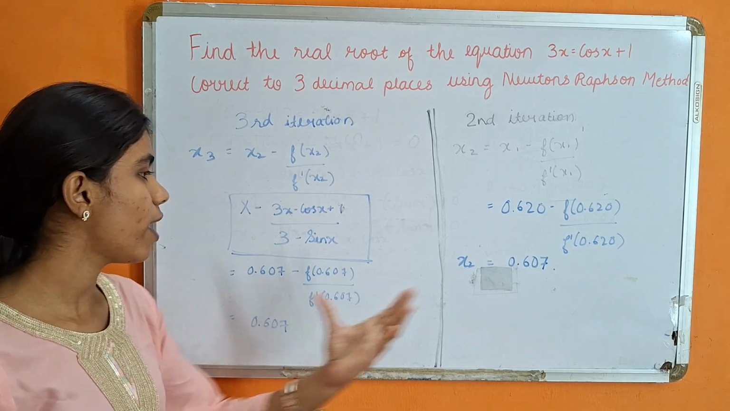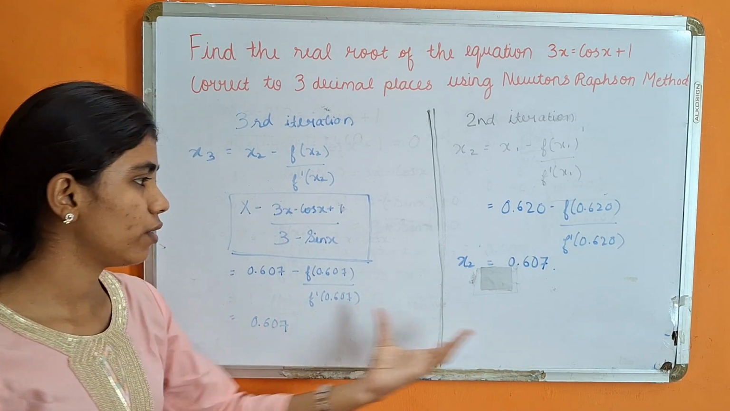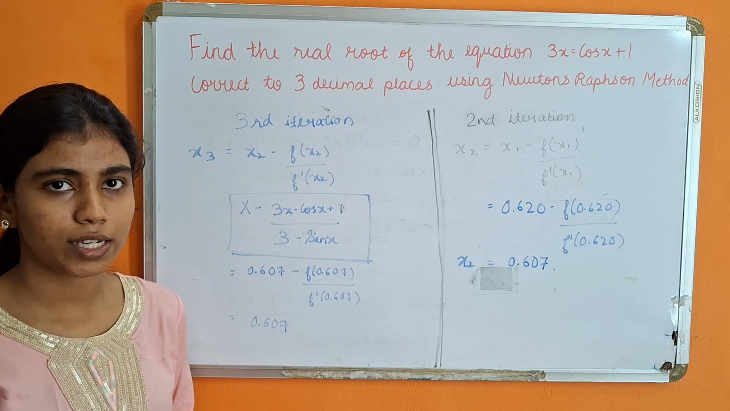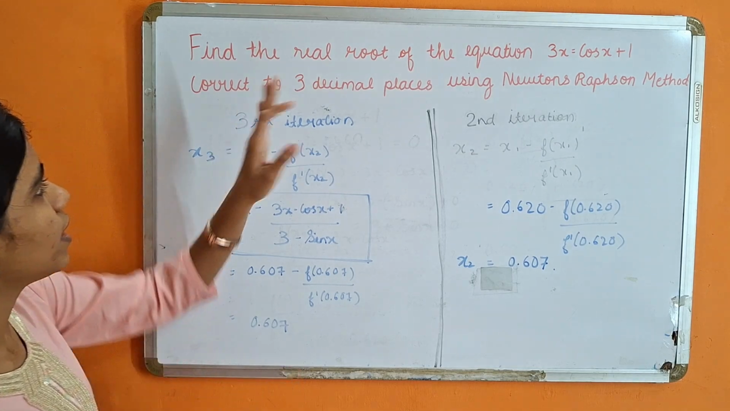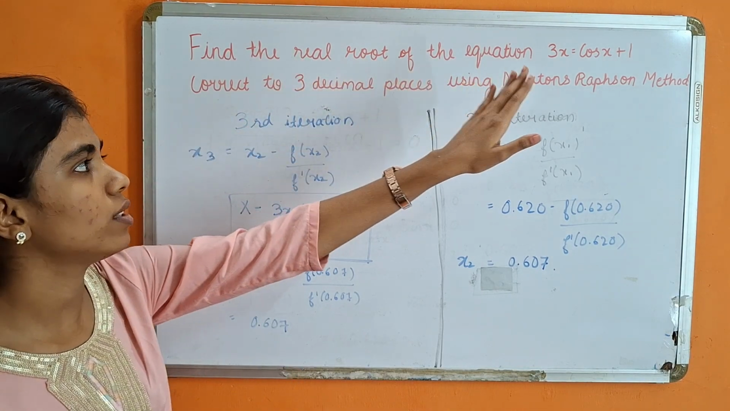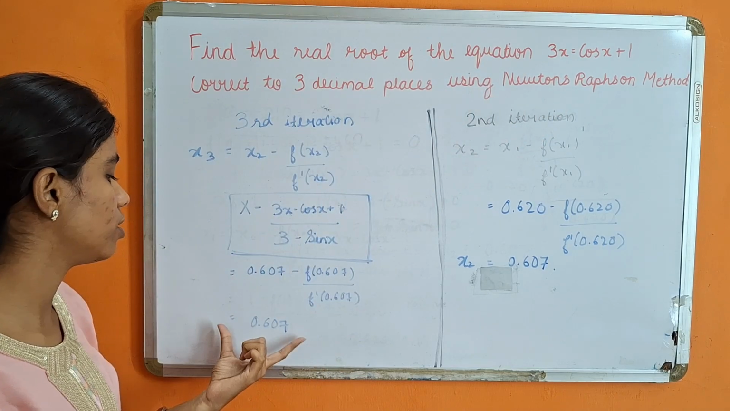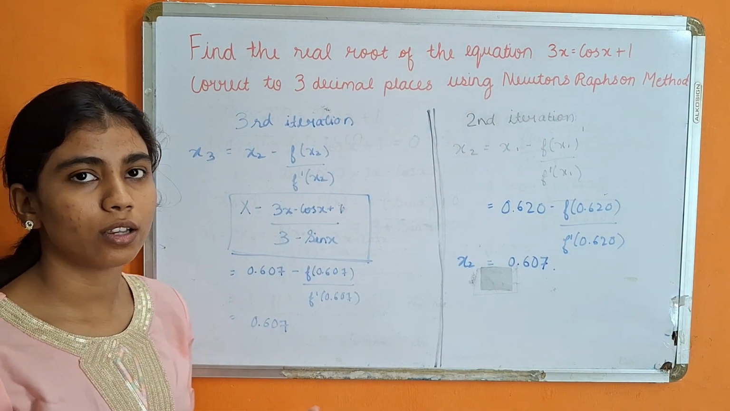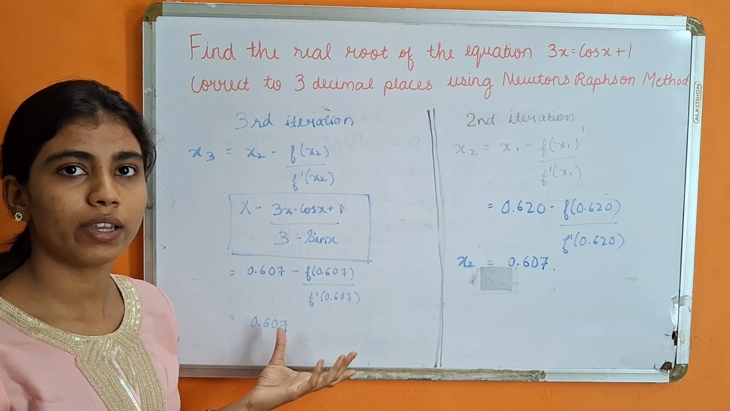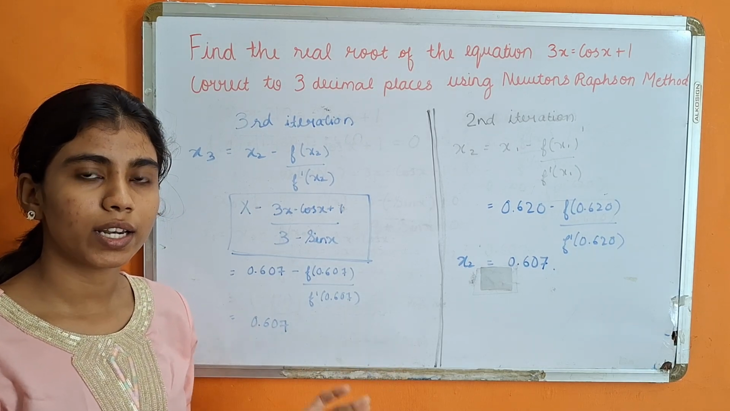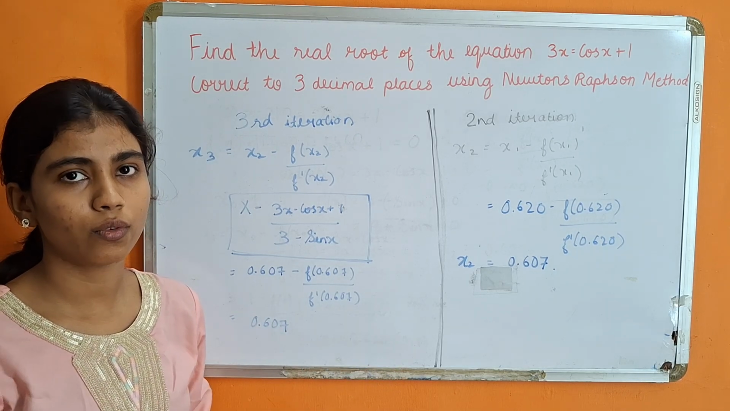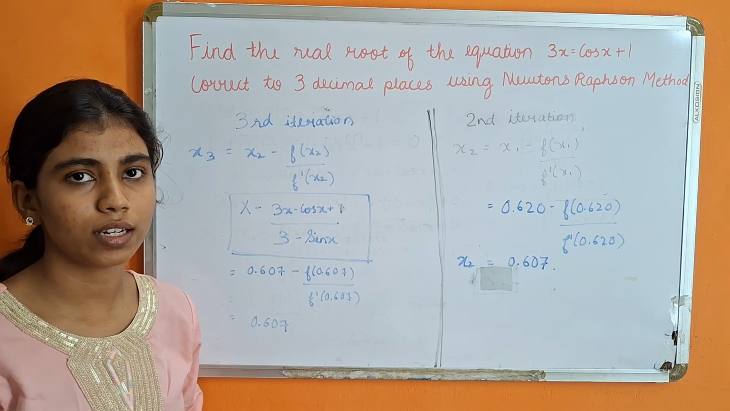When you get two values the same, you can stop the iteration here, and you can say the real root of the equation 3x minus cos x minus 1 equals 0 is 0.607. Here we got the answer in the third iteration, but in some cases you can get the answer in the fourth iteration, or even in the second iteration itself.